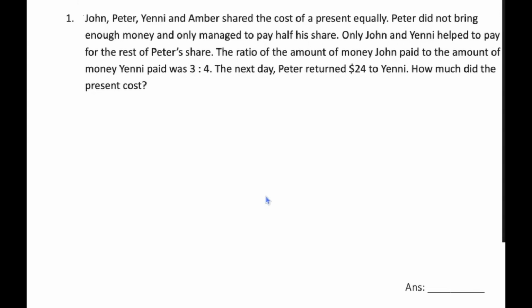John, Peter, Yenny, and Amber, 4 people, shared the cost of a present equally. Peter did not bring enough money and only managed to pay half of his share. Only John and Yenny helped to pay for the rest of Peter's share. The ratio of the amount of money John paid to the amount of money Yenny paid was 3:4. The next day, Peter returned $24 to Yenny. How much did the present cost?